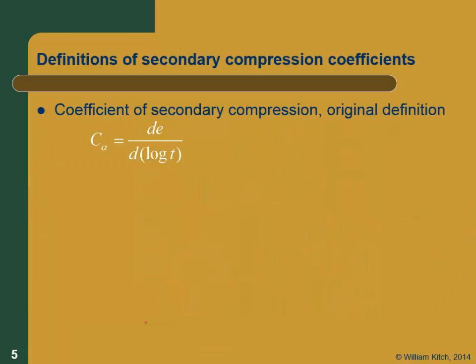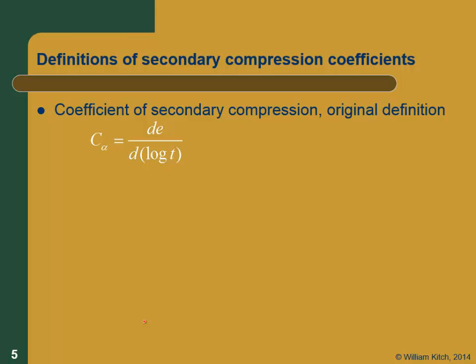Okay, so C sub alpha, the original definition for the characterization of secondary compression, is C sub alpha. This is the original one. It was defined as a change in void ratio as a function of the change in log of time.